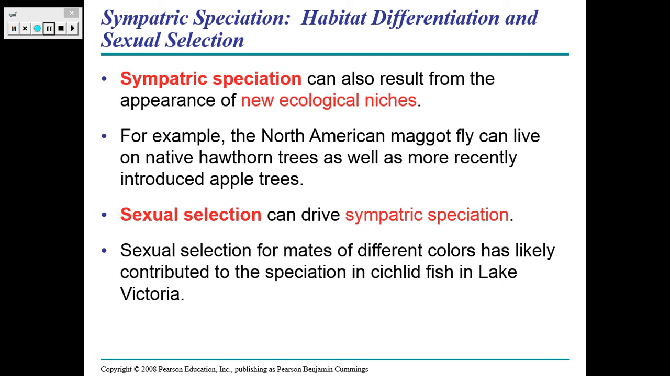But they do say that sexual selection is occurring because of mate choice based on color. And so the females are choosing their mates based upon the color, and so that kind of keeps them within their categories. The blue ones mate with the blue ones, the yellow ones mate with the yellow ones, and so that keeps the species separate.